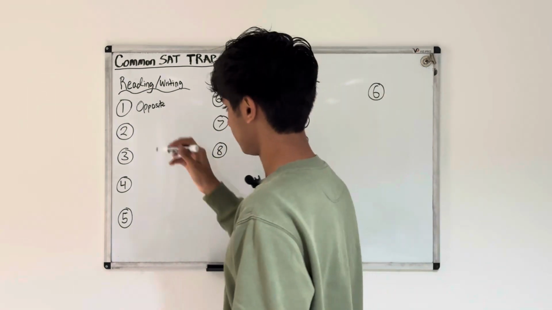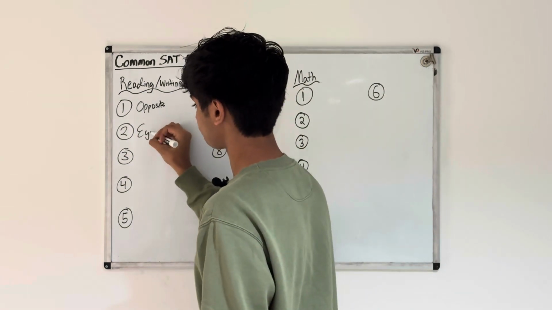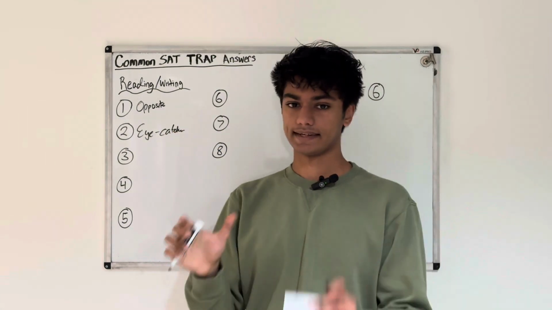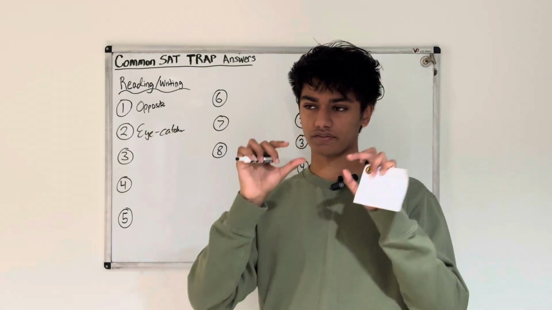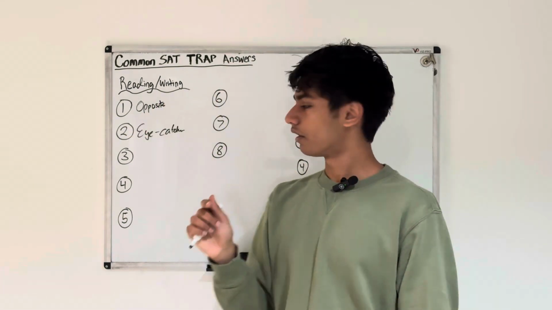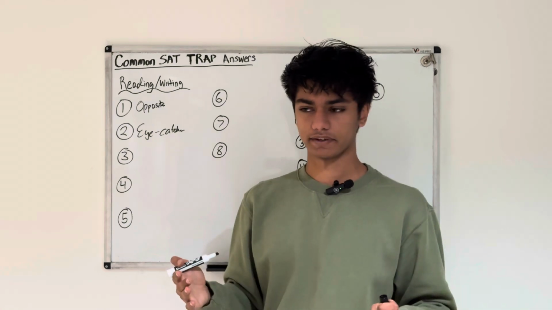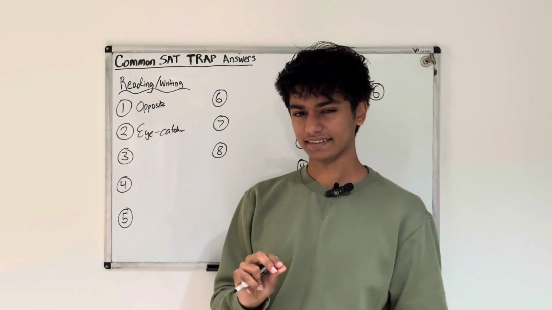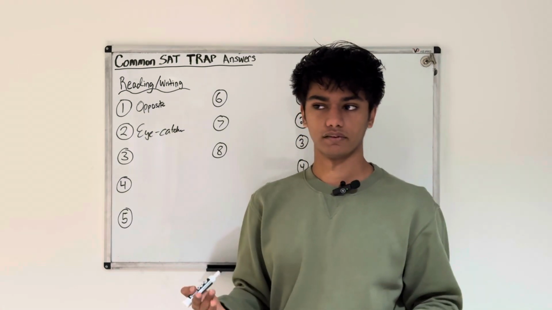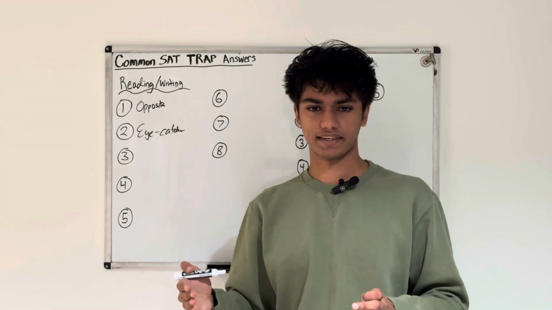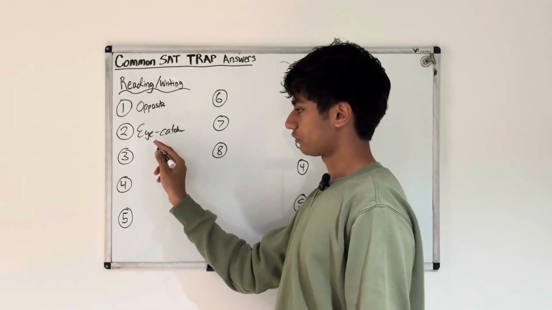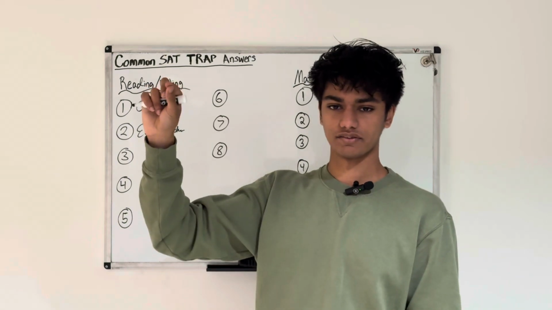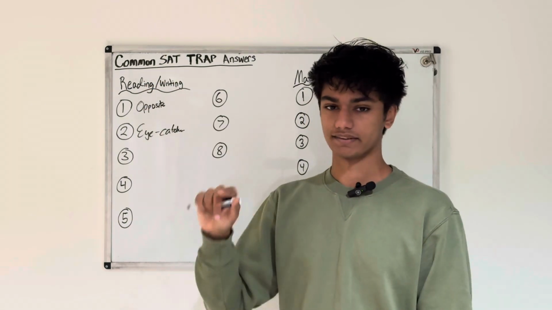The second trap answer I've seen is called the eye catcher trap answer. Basically, the eye catcher consists of an answer choice that has a lot of keywords from the passage or the question, or it consists of really advanced vocabulary that may draw people to select that answer choice. The reason the eye catcher usually isn't correct is because the SAT knows that a lot of people might be rushing the test or in a time crunch. So they have answer choices that have similar words or maybe even the exact same words as in the passage or the question to trick people into selecting that choice.